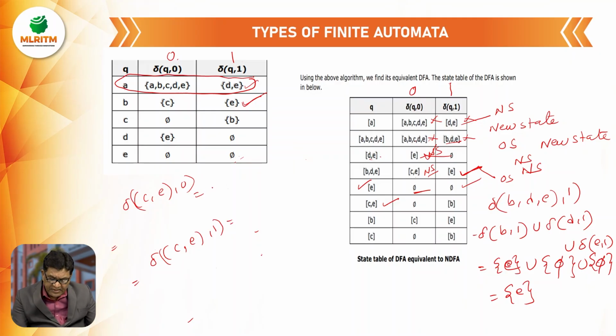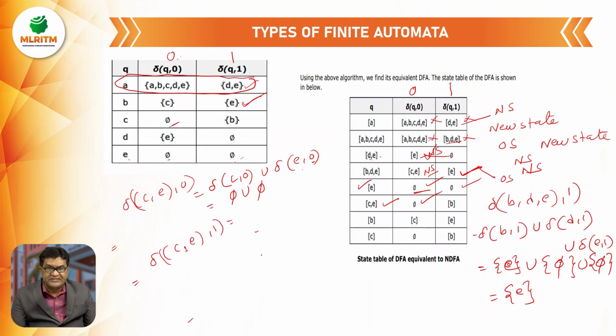Now we can determine the next state. We know that it is delta C comma 0 union delta E comma 0. Apply delta C comma 0: current state C, current input 0. It is a pi. Union delta E comma 0: current state is E, current input is 0. It is a pi. So that's why we take the pi.